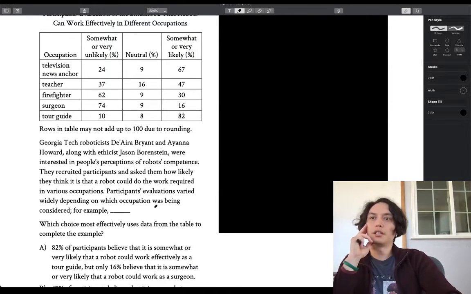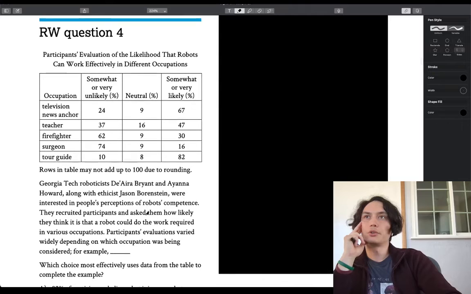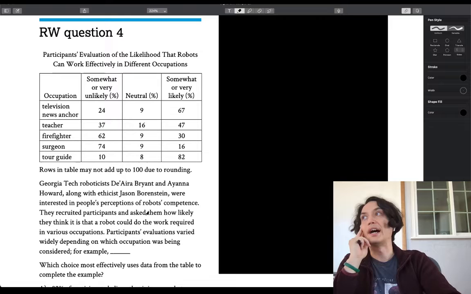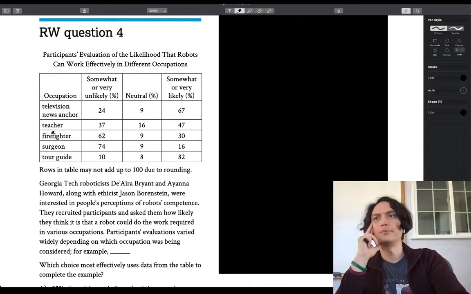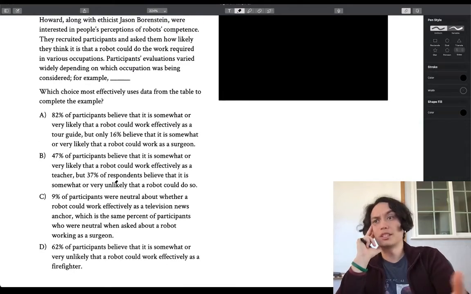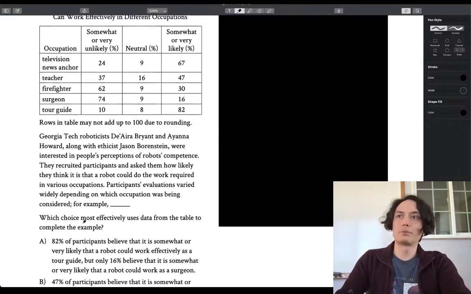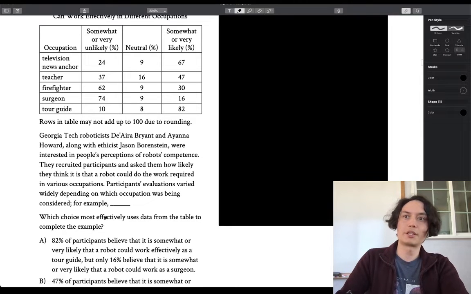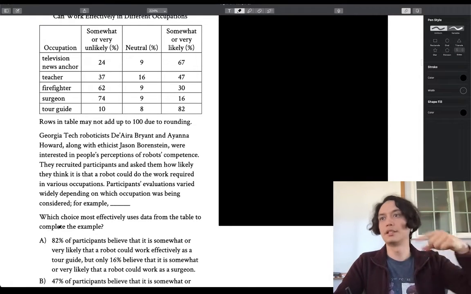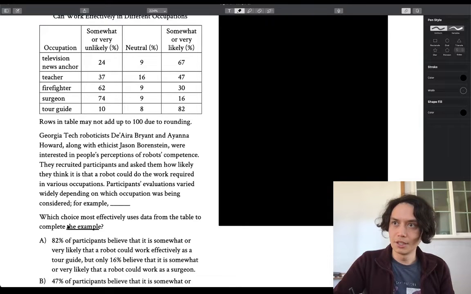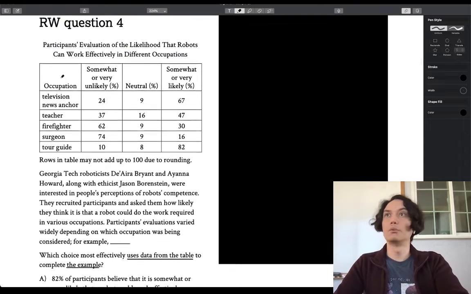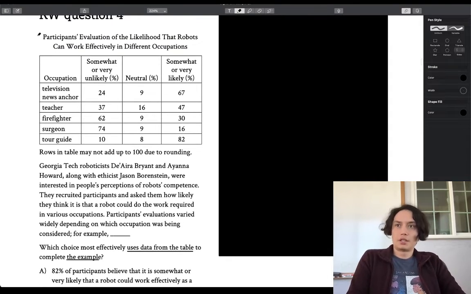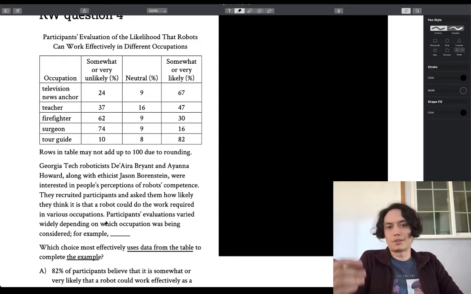Which choice effectively uses data from the table to complete the example? Oh, yeah, so they're continuing the thing with the SAT where they're going to ask a couple of graph questions, quantitative information questions. I wonder if they're still called quantitative information questions. But we're just going to have to interpret this data. Again, I'm starting by reading this. Which choice most effectively uses data from the table to complete the example? So there's going to be an example here, and we're going to need to use data from the table. All right, so I'm going to get a basic understanding of what the table is, and then I'm going to figure out what the example is and see what kind of thing would support it.